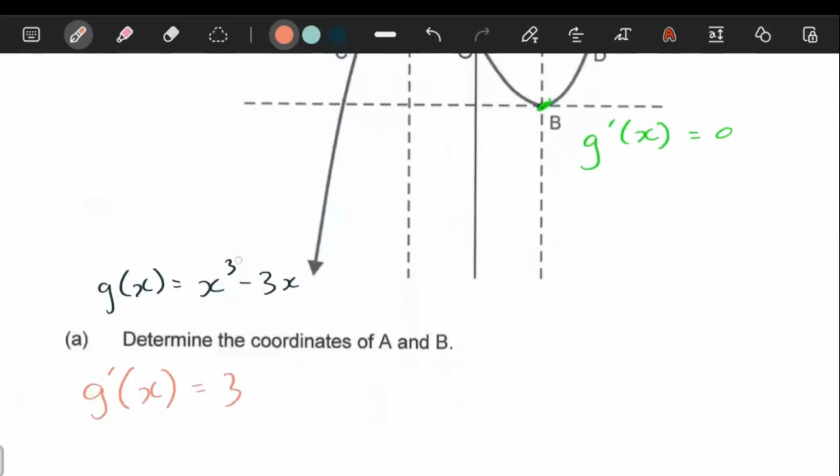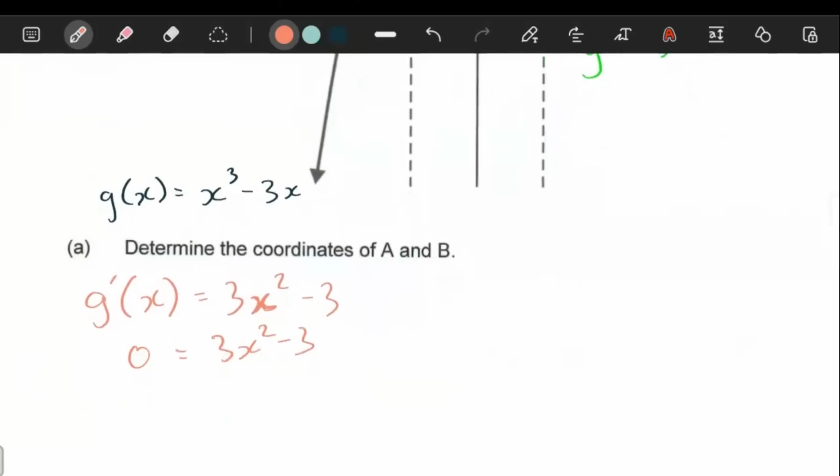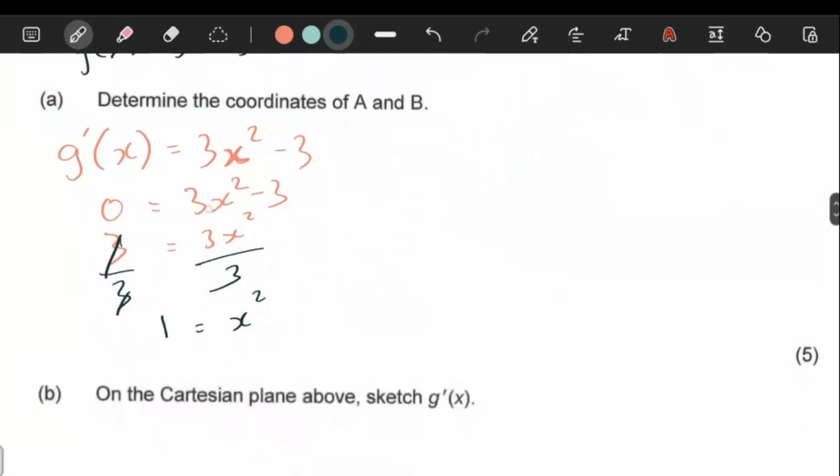Getting your first derivative: 3 times the number in front, minus 2 from the exponent, you are differentiating. Here 1 times negative 3, removing 1 from the exponent. So this is your first derivative. Where you see gradient, you make this 0 because you want to find the x values where the gradient is 0. Solving for x, I'm going to divide both sides by 3. X squared is 1, so you square root both sides. Your x is going to be equal to plus or minus 1.